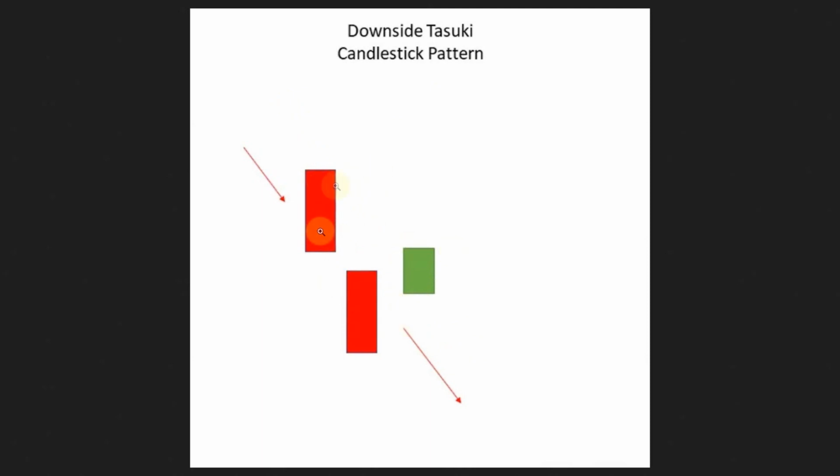The downside Tasuki Gap is a bearish continuation candlestick pattern which is formed in an ongoing downtrend. This pattern consists of 3 candles. The first candlestick is a long-bodied bearish candlestick, and the second candlestick is also bearish, formed after a gap down. The third candlestick is a bullish candle that closes in the gap formed between these first 2 bearish candles.